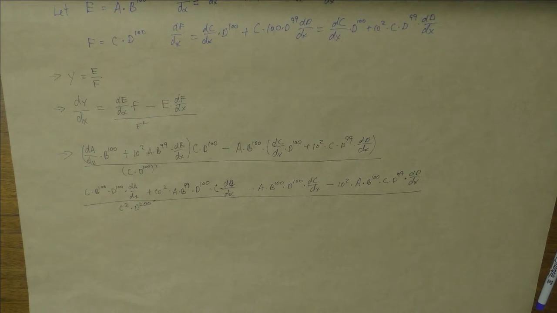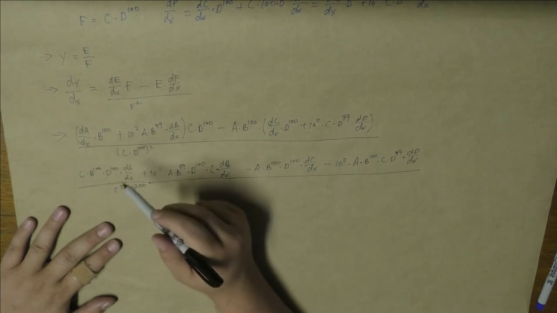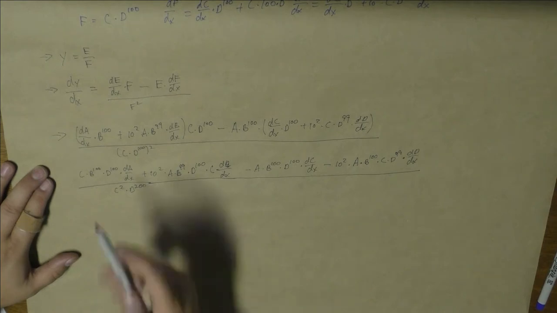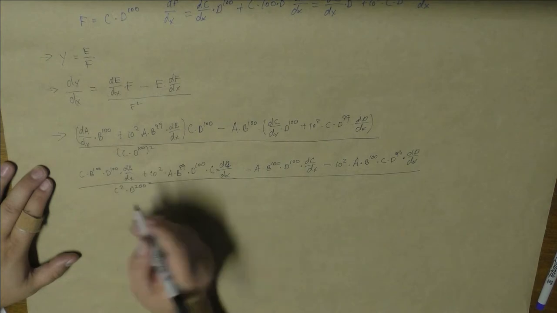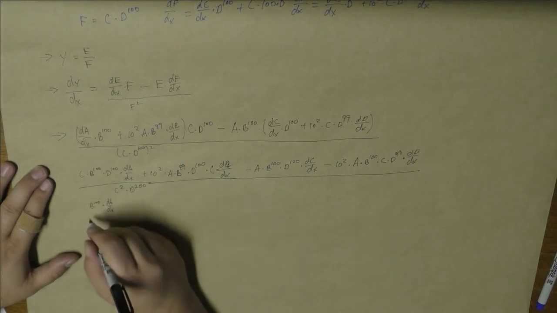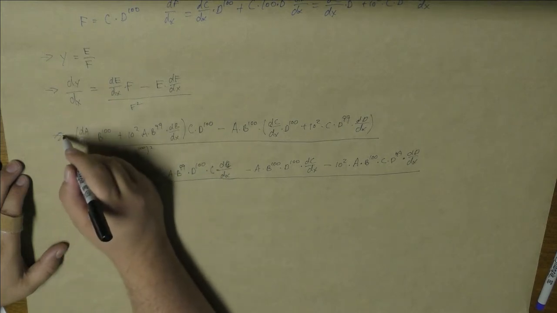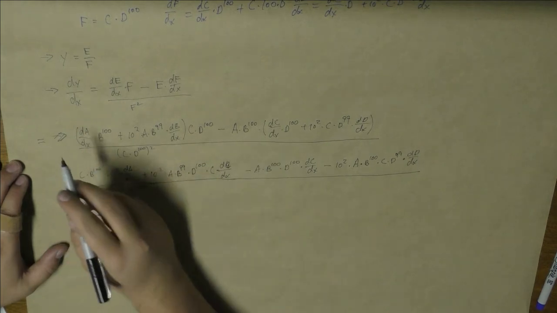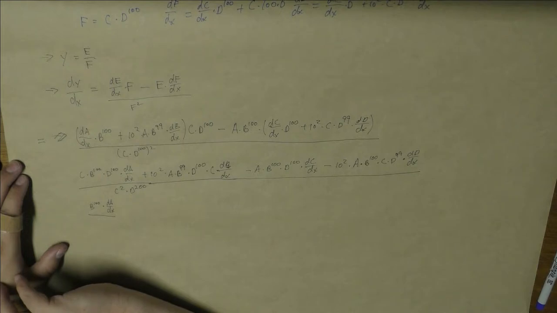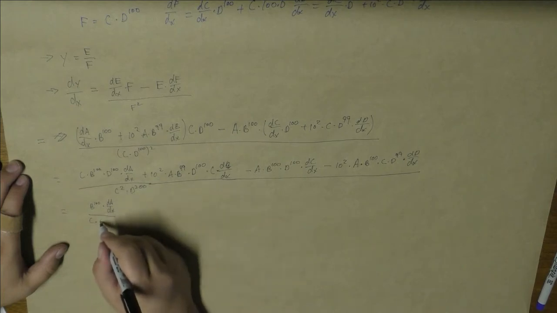Now, you can see here that we can do some simplifications. We can split on each of the addition and subtraction here. So the first term, we got a C on the top and a C squared on the bottom. We got a D to the 100 on the top and a D to the 200 on the bottom. So the C goes away and the D to the 100 goes away. So we have B to the 100 times dA/dx over, and now we've got one C left and 100 D's.